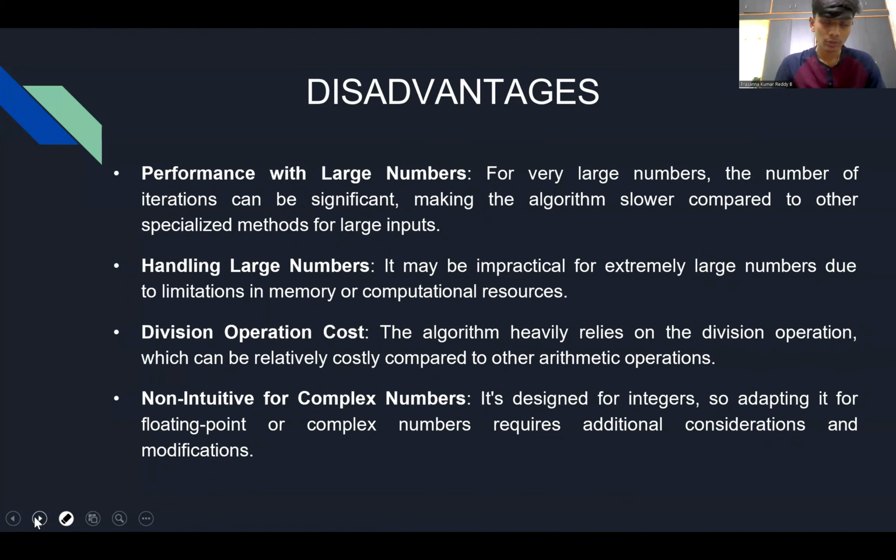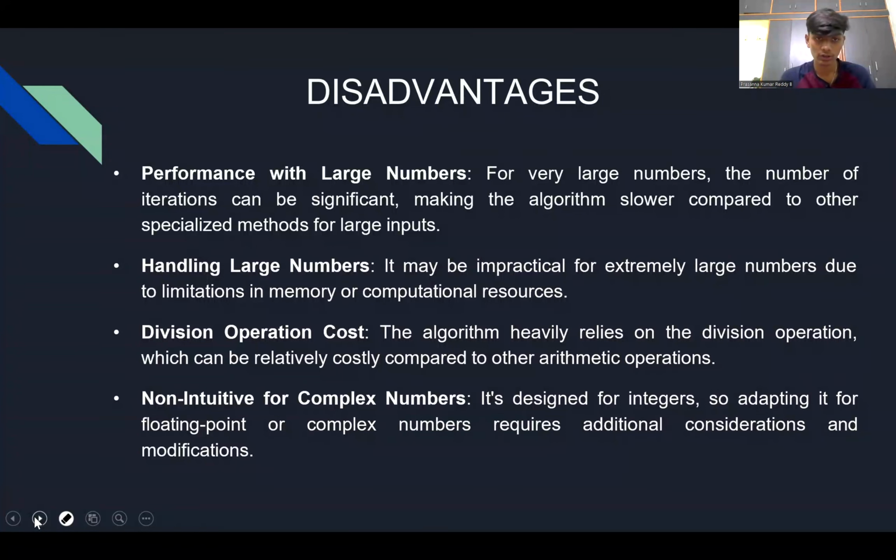So it is very difficult to perform and handle large numbers, because there are more iterations. When we took the 78 and 66 example, it was only three. But if you go to three-digit numbers, it will take more iterations. So the algorithm will be slower compared to normal two-digit integers.